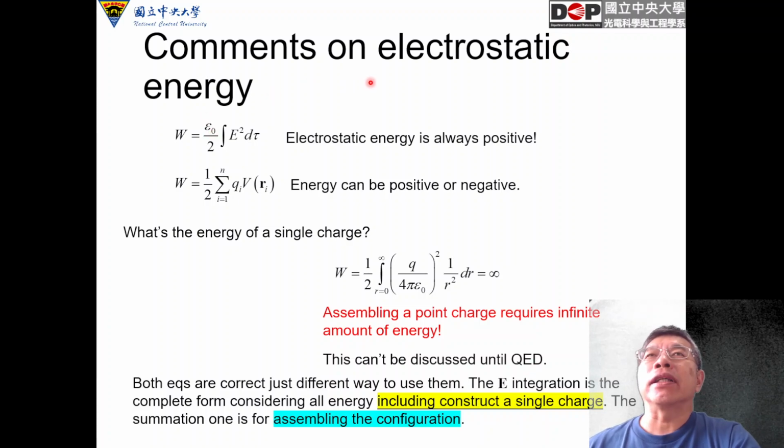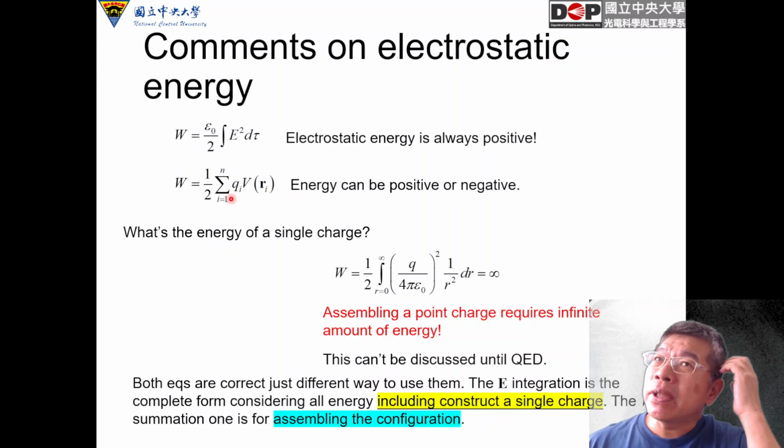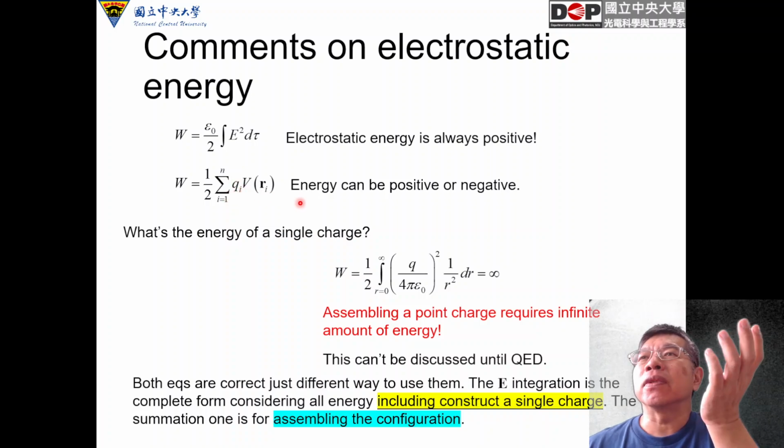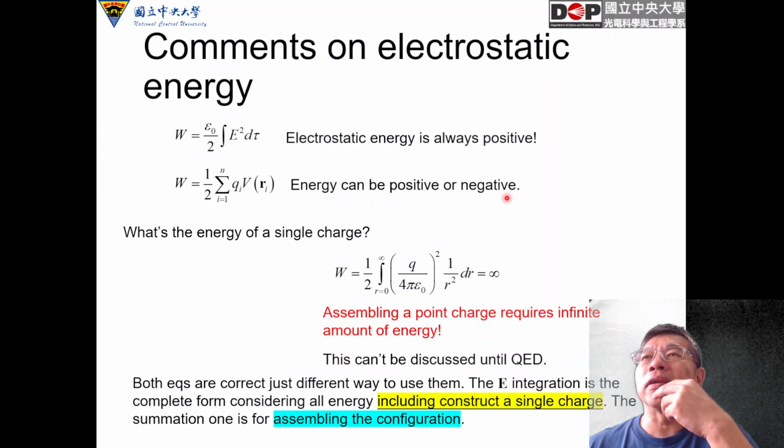So now, comments on electrostatic energy. Here the work done is the electric field squared, so it's always positive. You always need to do work to make the assembly. On the other side, the energy or the work that's been done is the charge times the local potential, and in this case the charge can be positive or negative. So energy can be positive or negative.